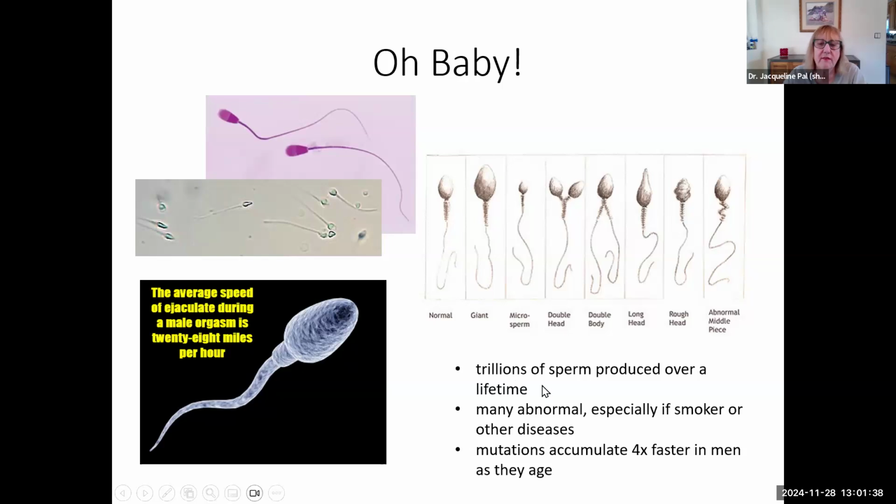All right, so over the lifetime, the man's going to make trillions of sperms. He's not going to have trillions of babies, no matter what his name is. Okay. Many are going to be abnormal, especially if you're a smoker, and there's a lot of diseases that lead to abnormal sperm. And here's the thing, men, we always talk about as women age, they have all these mutations. Men, the mutations happen 4 times faster in you than they do in the women.